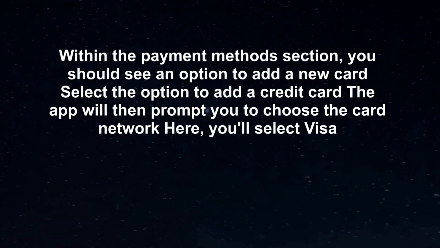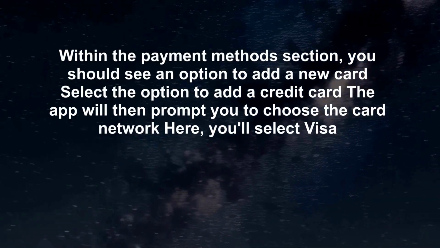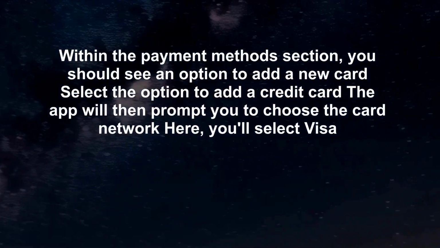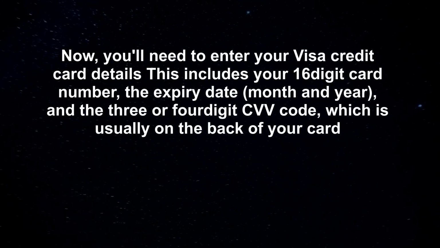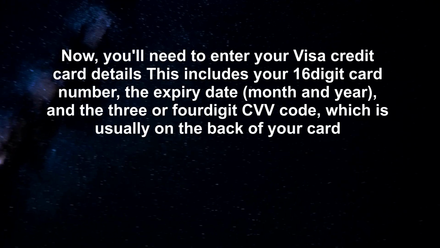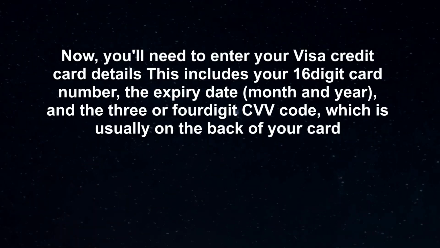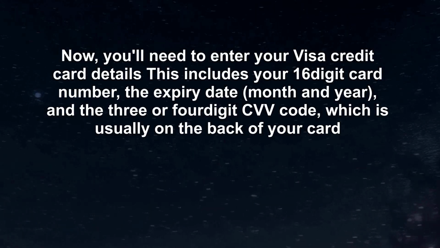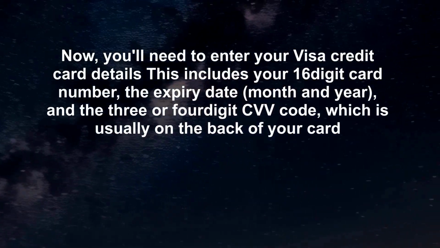Within the payment methods section, you should see an option to add a new card. Select the option to add a credit card. The app will then prompt you to choose the card network. Here, you'll select Visa. Now, you'll need to enter your Visa credit card details. This includes your 16-digit card number, the expiry date, month and year, and the 3 or 4-digit CVV code, which is usually on the back of your card.